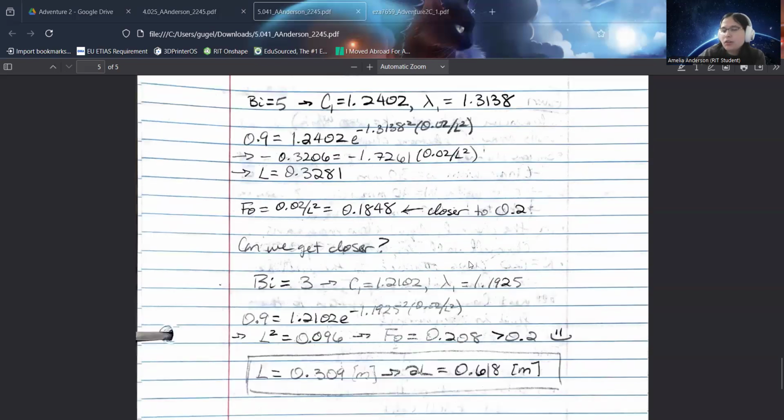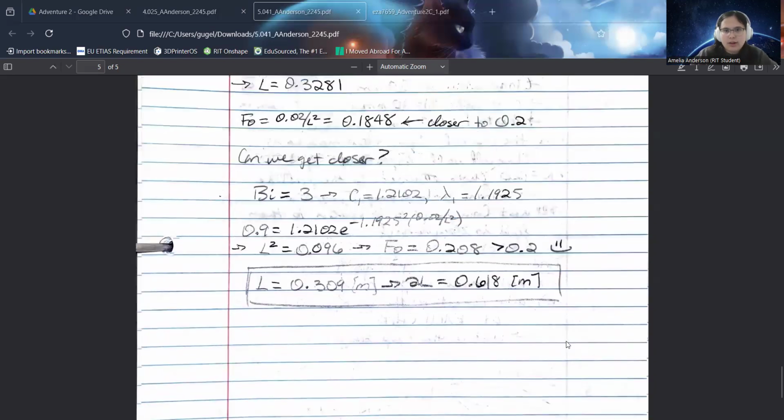Can we get closer? It's relatively easy at this point. We're not doing any kind of crazy math. Use the table. Try Bi of 3. This is still greater than 0.2. Get a C of 1.2, a lambda of 1.2-ish. Ballpark it. Do our math. We get a 2L of 0.618 meters and a Fourier number of 0.208, which is greater than 0.2. So smiley face, we're good. That's our answer. All right. Thank you.